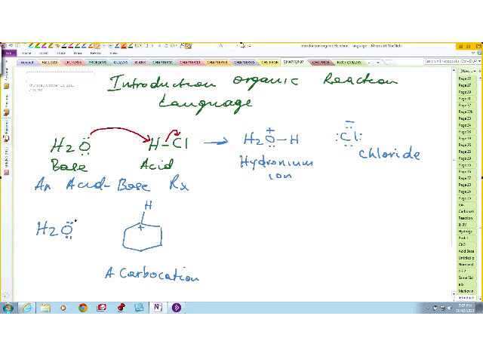Now supposing this water, with the pair of electrons, comes in and attacks this here. At this point, we now refer to this water as a nucleophile. We do not call it a base at this point because it is going to bond itself to a carbon atom. So the difference between a base and a nucleophile depends on what it does. In this case, this oxygen is forming a bond to a carbon atom. Therefore, we say it is a nucleophile, as opposed to being a base. Now, this carbocation here, we refer to as an electrophile.